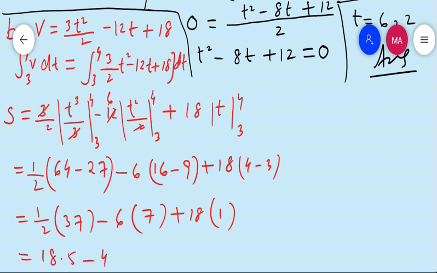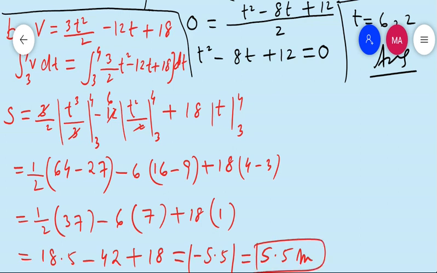6 sevens are 42, plus 18 is equal to, simplified. The answer is minus 5.5. But you know distance is a positive quantity. Therefore, the answer is 5.5 meters. This is the answer of part B.